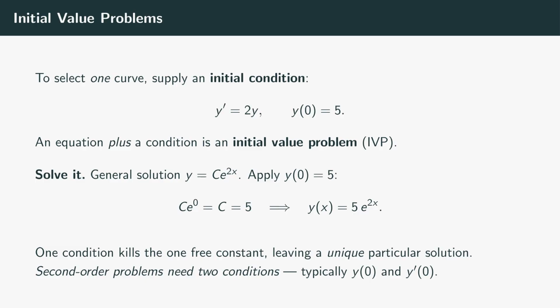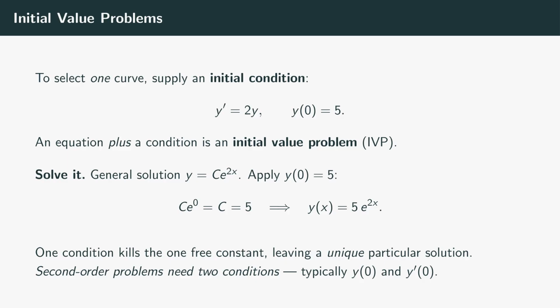Let's solve one. The general solution of y prime equals 2y is y equals c times e to the 2x. Now apply the condition y of 0 equals 5. Substitute x equals 0, e to the 0 is 1, so the left side is just c, and the condition says c equals 5. That fixes the constant completely, giving the unique particular solution y equals 5 times e to the 2x. One condition killed the one free constant.